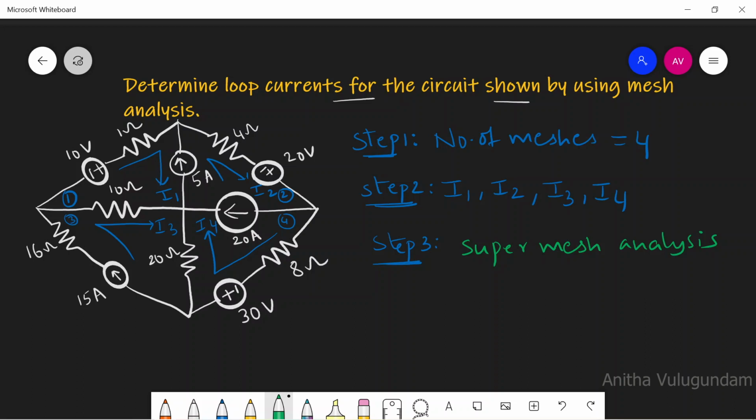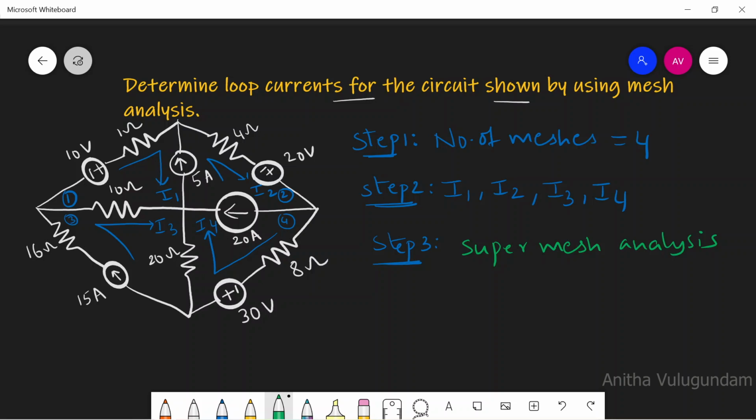In supermesh analysis, step 1 and step 2 are the same as mesh analysis steps. Identifying the number of meshes is the first step. Second step is to assign mesh currents either in clockwise or anti-clockwise direction. And step 3 in supermesh analysis is to look for the meshes which do not contain a current source. Then apply KVL to that mesh.